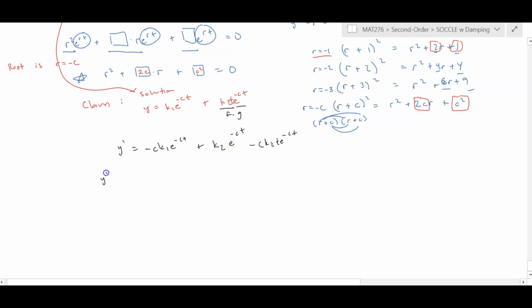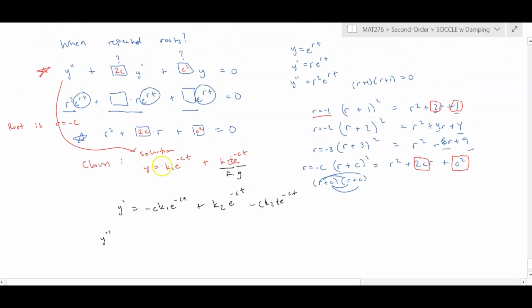And I have to take the derivative of that to get the second derivative, so I can plug these 3 functions back into what we know would produce repeated roots and show that it solves the equation. So the second derivative would be, first term, c squared k1 e to the negative ct, because remember now we get another factor of negative c, and negative c times negative c is c squared. Positive, right, because we're multiplying 2 negatives. Here we would get negative c k2 e to the negative ct.